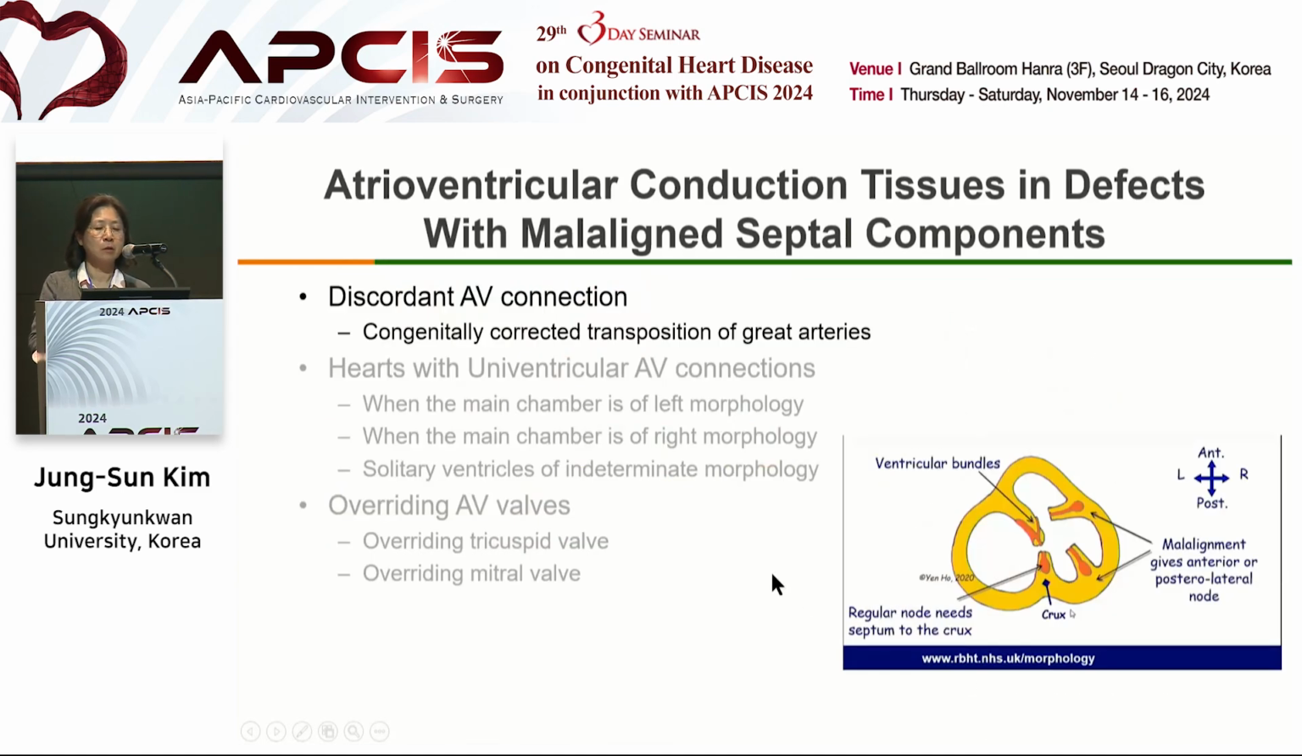Next is congenital heart disease with malalignment of the atrial and ventricular septal components. The diagram shows where the ventricular septum goes to the atrioventricular junction. When the septum goes to the crux, we anticipate a regular AV node in the normal position. However, if the ventricular septum is deviated from the crux, then the atrioventricular conduction tissue is positioned abnormally.